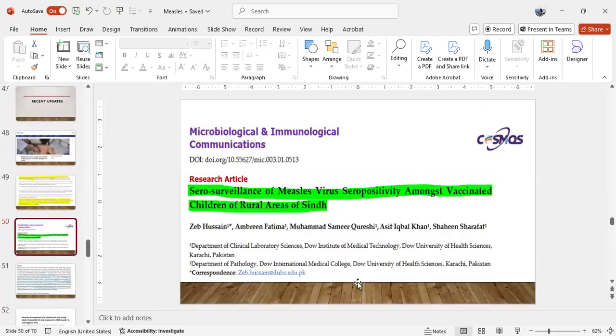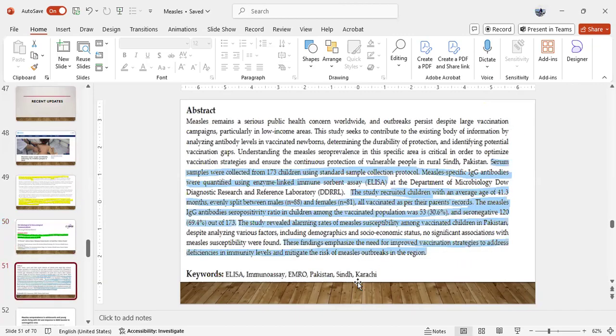Surveillance of measles virus seropositivity amongst vaccinated children of the rural areas of Central Pakistan. Serum samples were collected from 173 children using standard sample collection protocol. Measles-specific IgG antibodies were quantified using enzyme-linked immunosorbent assay. The study recruited children with an average age of 41.3 months, evenly split between 88 males and 81 females, all vaccinated as per their parents' record.